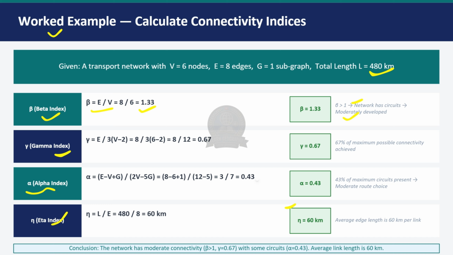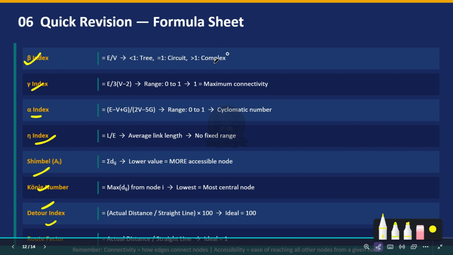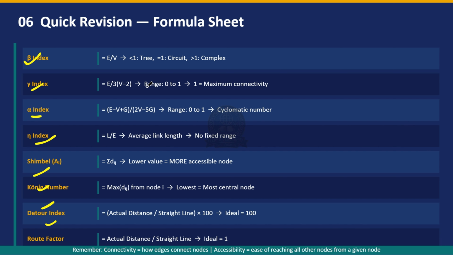This is a real world example. Quick revision formula sheet: beta index, alpha index, eta index, symbol, Konig number, network index, and route factor. These are all revisions, and these are all the formulas together. Connectivity is how edges connect nodes. Accessibility is the ease of reaching all other nodes from a given node.